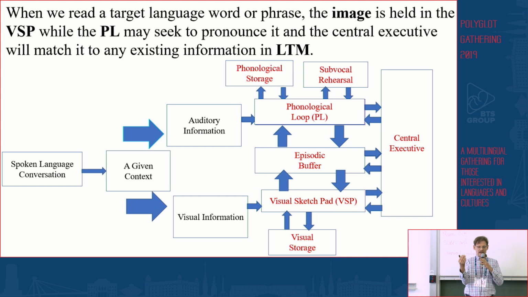So when we read a target language, a word or a phrase, the image is held in the visual spatial sketchpad, the VSP, while the phonological loop, PL, may seek to pronounce it. You're reading something, and in your mind, you may, some people read out loud, right? Especially when you're trying to learn the language, but we do it in our head anyway, right? We just don't see a word and have no reaction in terms of sound in our brain, if you have normal functioning.